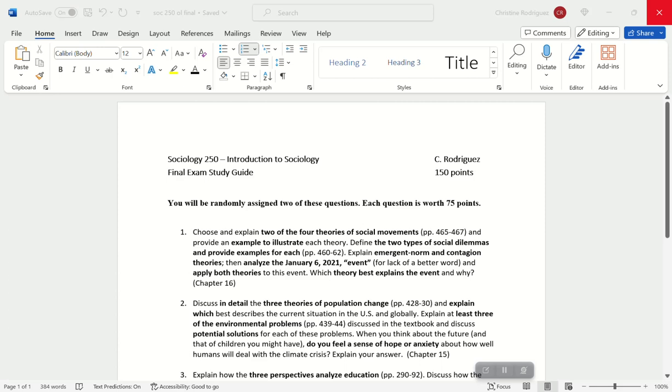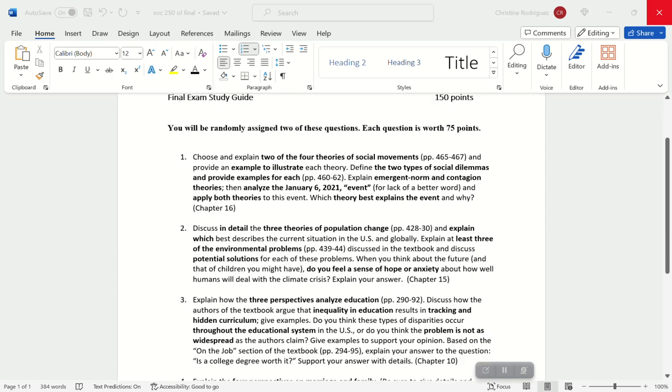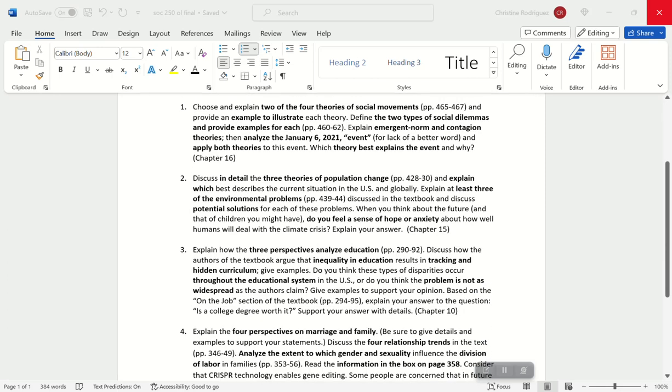After you've applied both theories, then I ask which theory best explains the event and why. Okay, so that part, of course, is just your opinion. Remember, you're explaining your statements. That's crucial here. The second question, I ask you to discuss in detail the 3 theories of population change and explain which best describes the current situation in the US and globally, right?